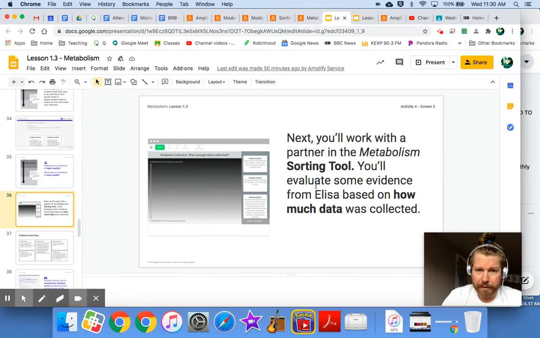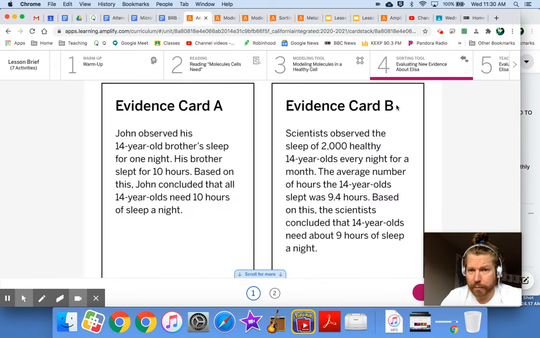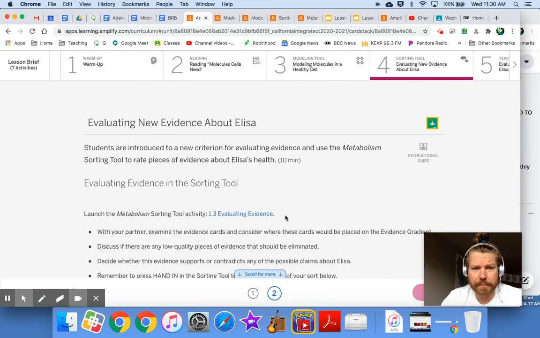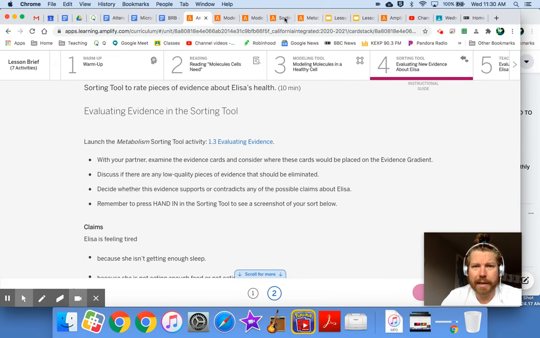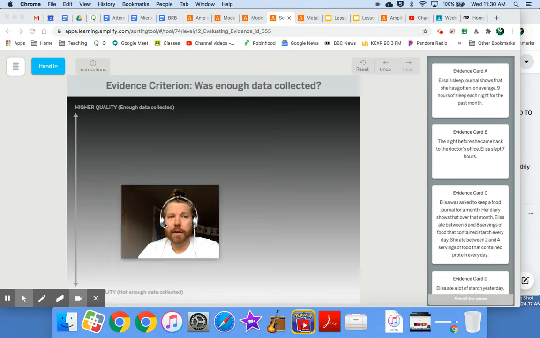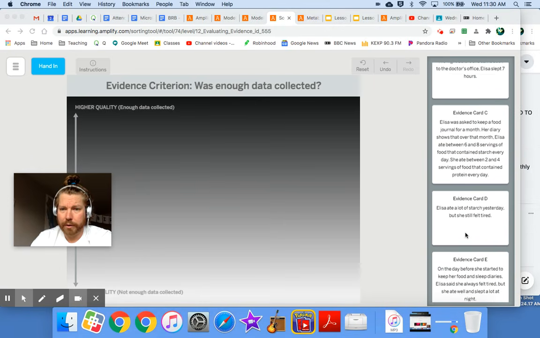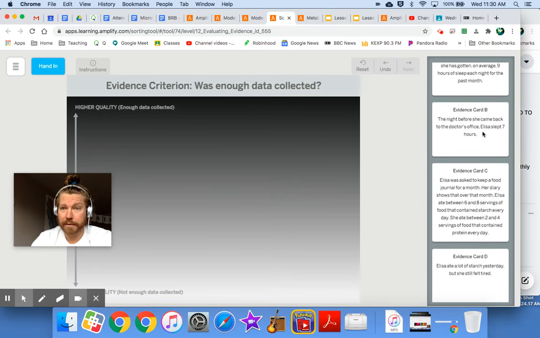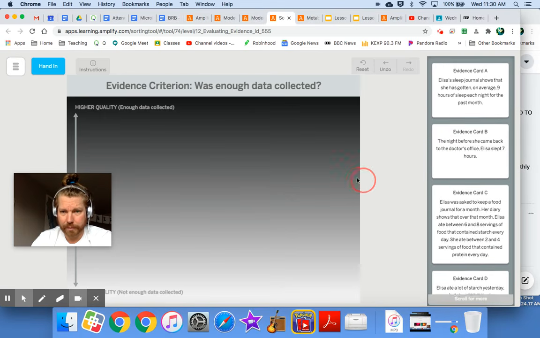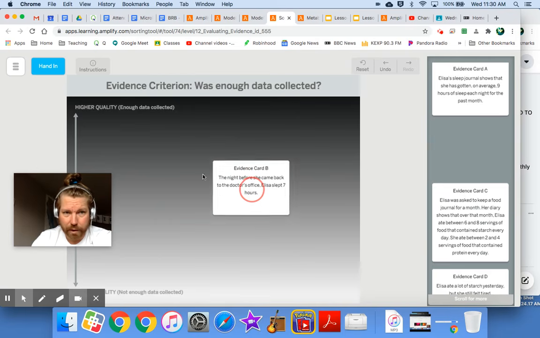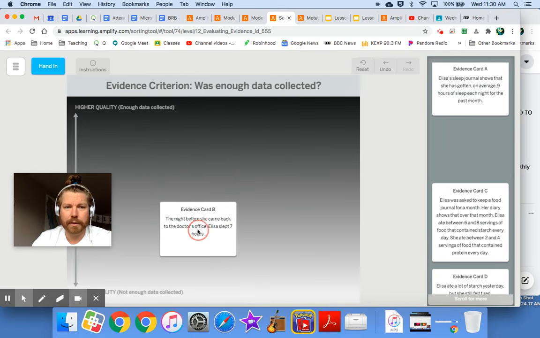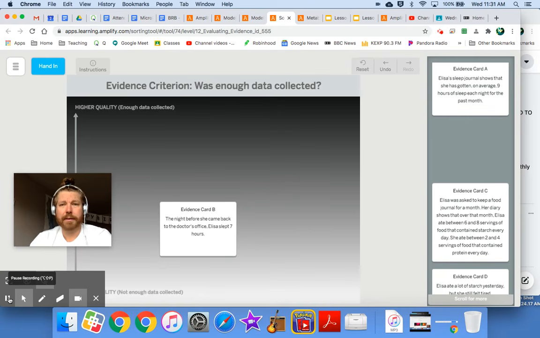So what you're going to do is go through all of this data that Elisa has provided us, and sort it on the evidence tool. Let me find that for you and show you where it is. If we're in number 4, you click on number 2 down here. You're going to click evaluating evidence, and I think it's this. Yes. So we have all the evidence over here on the right, and you're going to read through it, decide how high quality the evidence is, and then drag it onto the evidence tool. Again, higher quality goes at the top, lower quality goes at the bottom. Once you finish, click hand in so that I can see your work, and then come back to me.